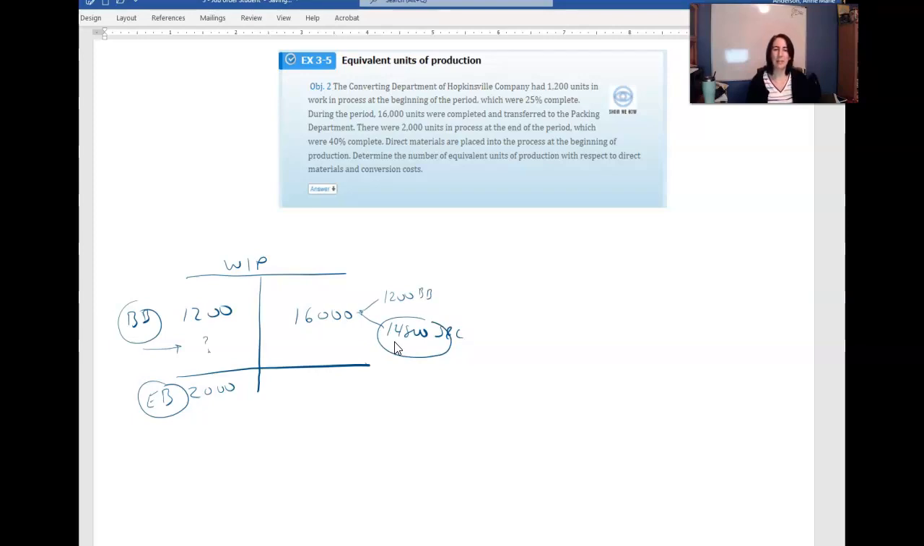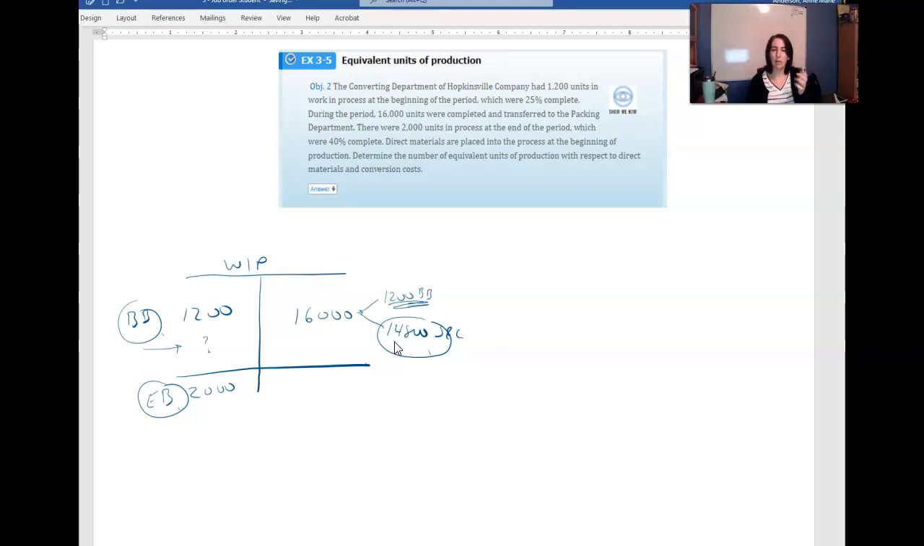All right, so you have your three pieces: beginning, started and completed, ending. The way you get to the started and completed is to back out the beginning balance ones, and the reason is because you finished those first. If it says you finished 16,000 during the month, it stands to reason that you finished the ones that were in process at the beginning of the month and then started and finished all the other remaining ones.